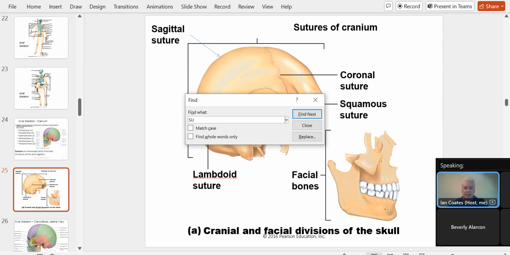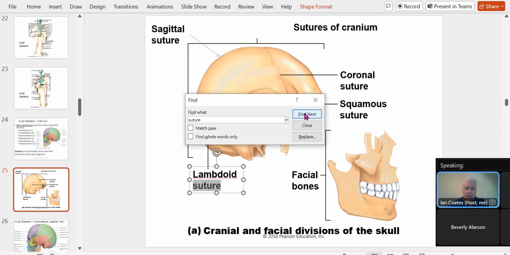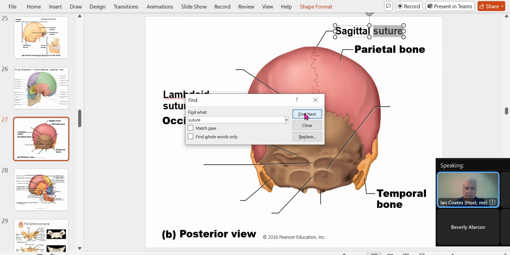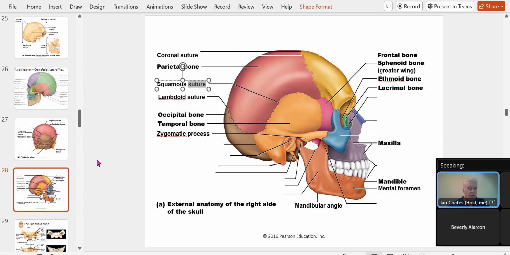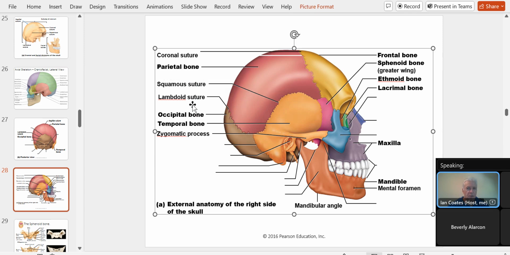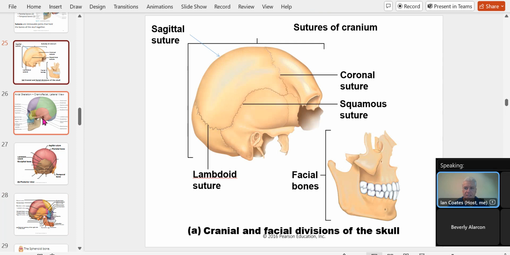And if I just want to type in suture, suture, and what slide is that? That's 25. And it just digs through the whole PowerPoint, and there you go. You can find all the sutures that you want. Okay. Now remember, Control F does not work for photographs. It only works if the word has been typed into the PowerPoint. So just take note of that.